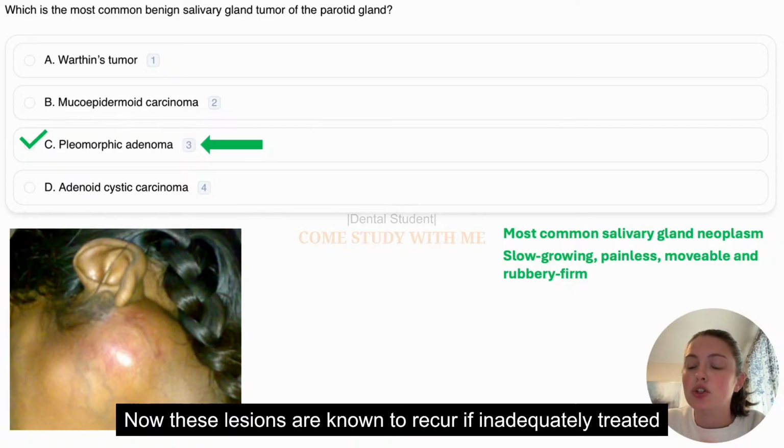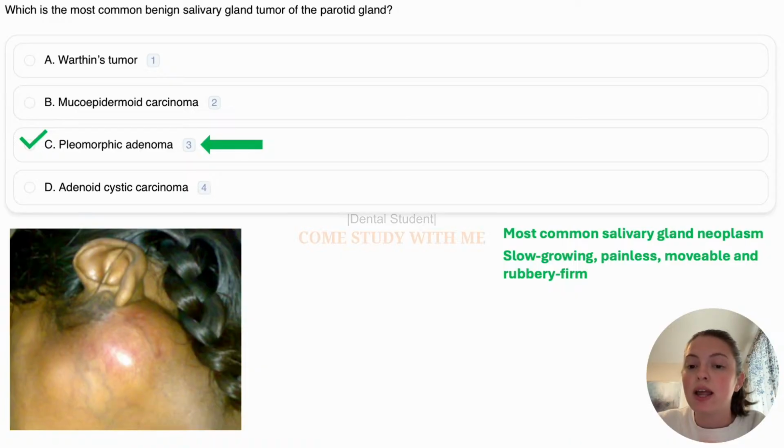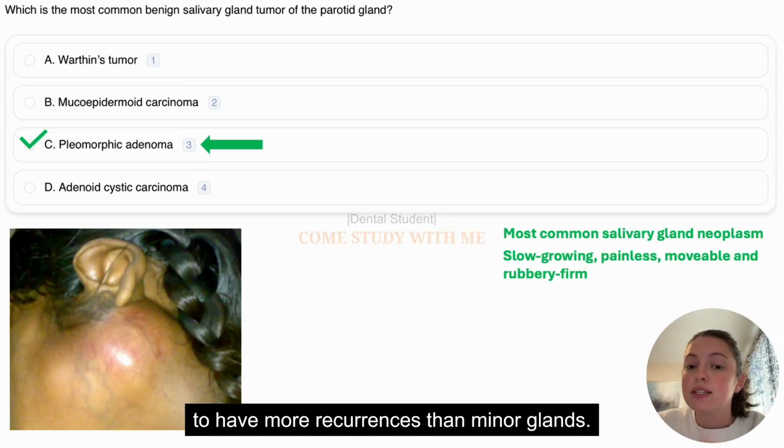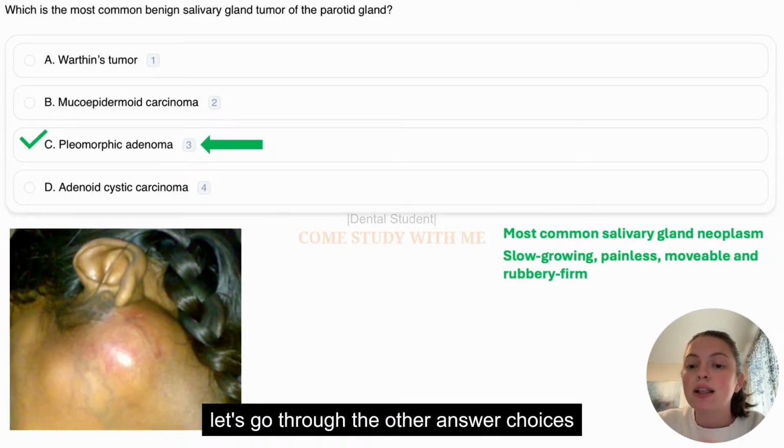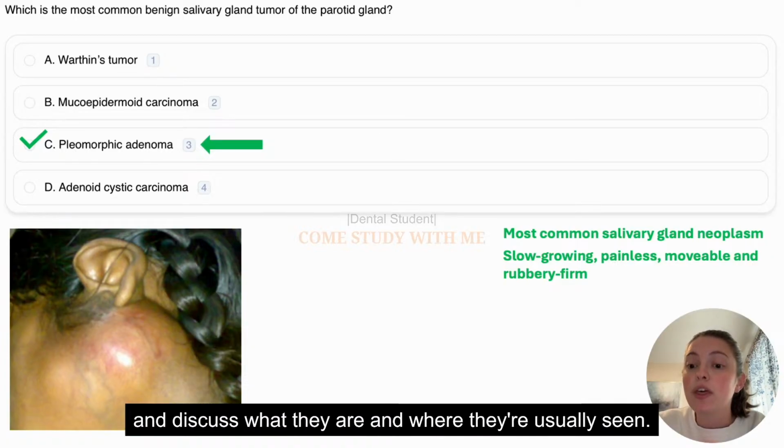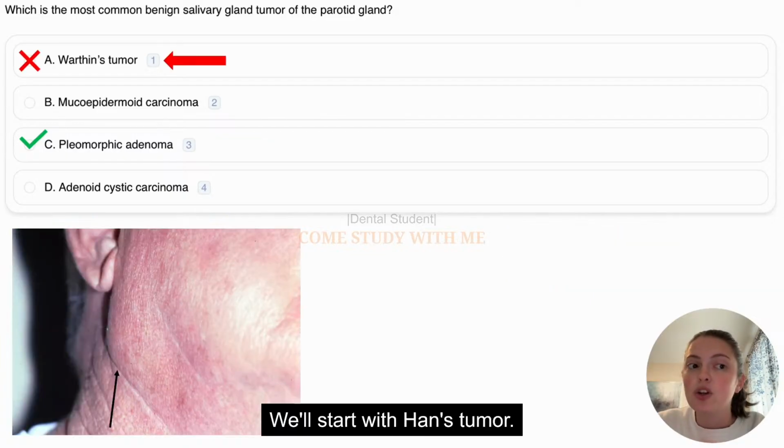Now, these lesions are known to recur if inadequately treated, and parotid lesions are known to have more recurrences than minor glands. Now, although this is absolutely the correct answer choice, let's go through the other answer choices and discuss what they are and where they're usually seen. We'll start with Warthin's tumor.